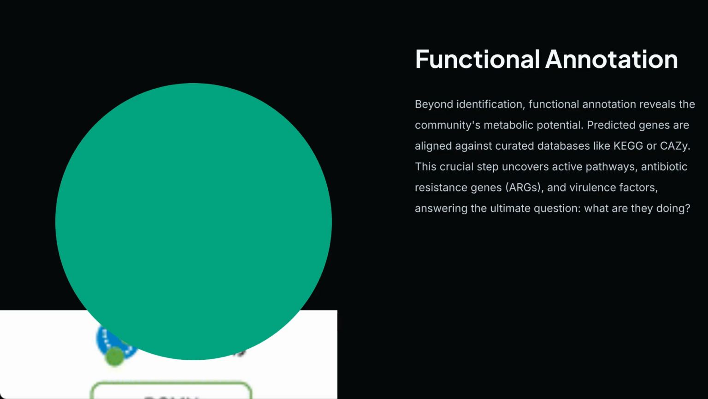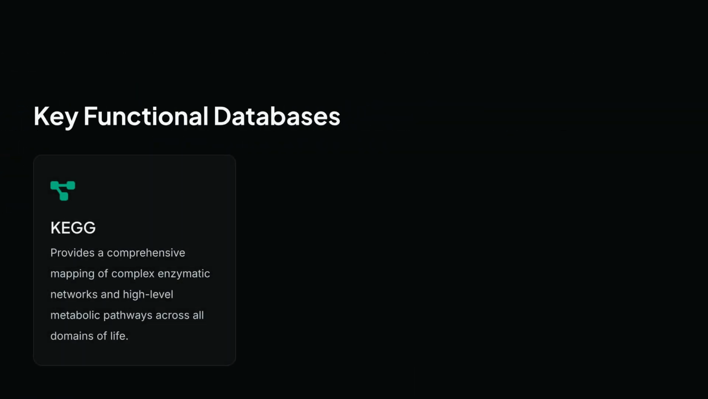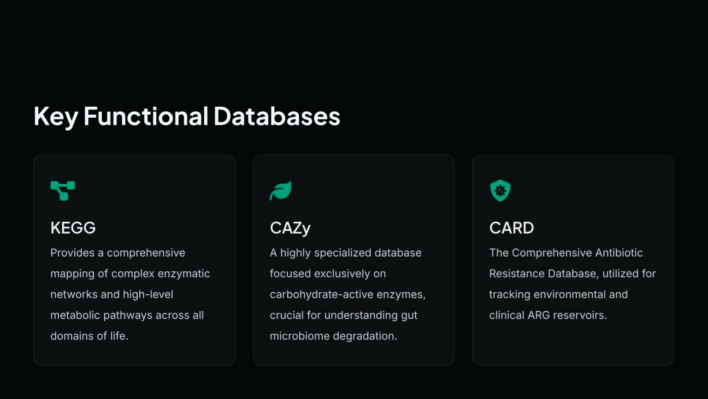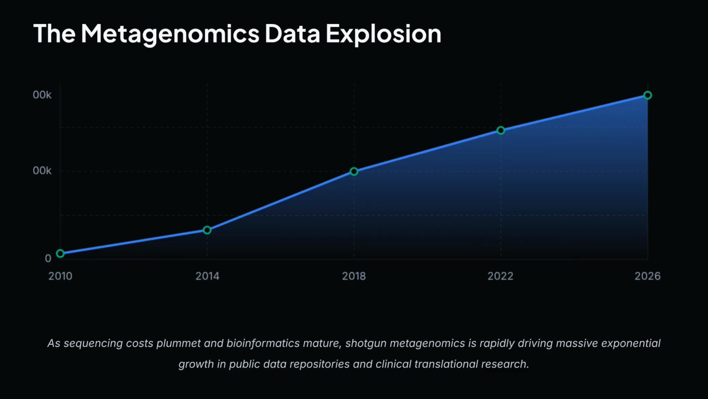This uncovers active pathways, antibiotic resistance genes, and virulence factors by aligning predicted genes to databases. Key databases include KEGG for metabolic pathways, CAZy for carbohydrate-active enzymes, and CARD for tracking antibiotic resistance genes. As sequencing costs drop and bioinformatics mature, shotgun metagenomics is fueling massive data growth in public repositories and accelerating clinical translational research.